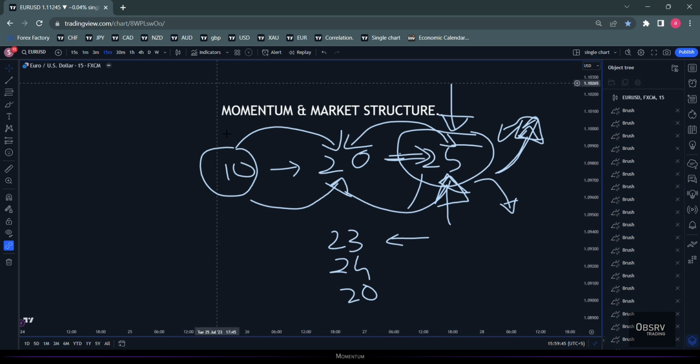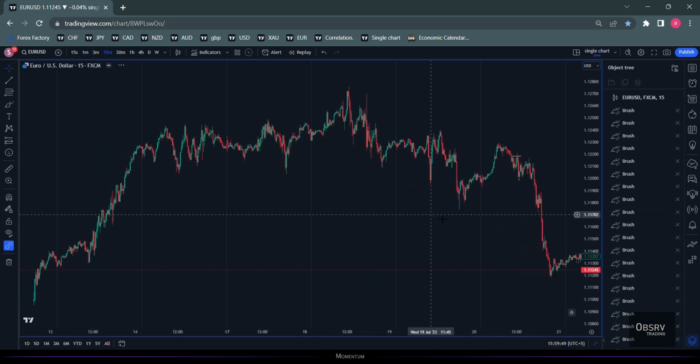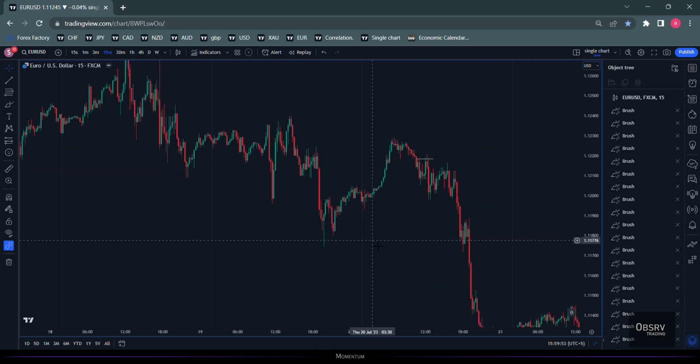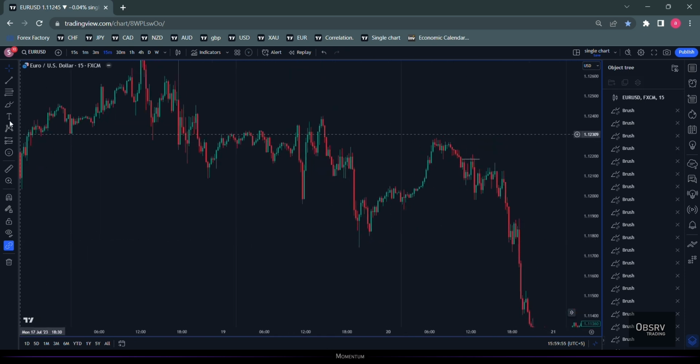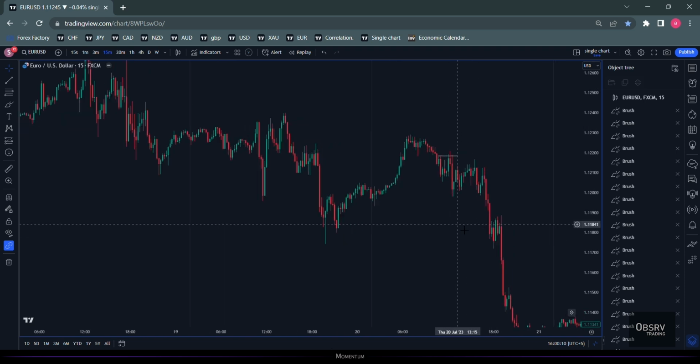Okay, here we go. Let's just talk about this. It's one of the trades that I took on Thursday. I couldn't make as much money as I could have. I'll explain a little bit of that too, but let's take a look at this.